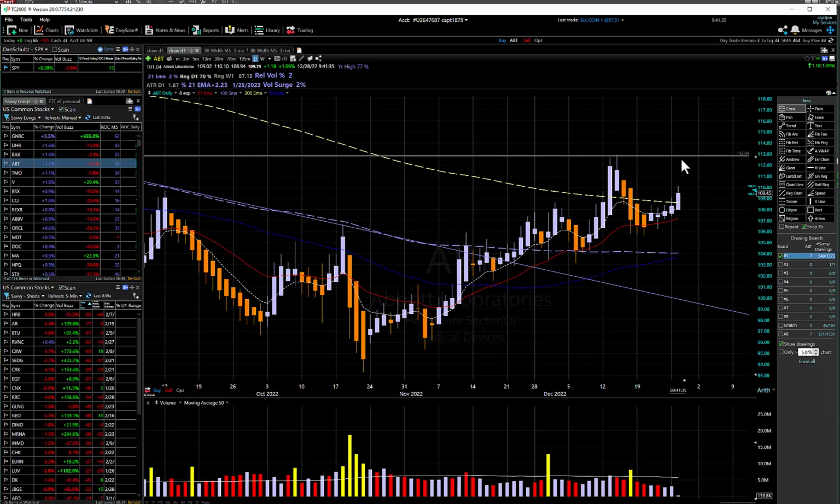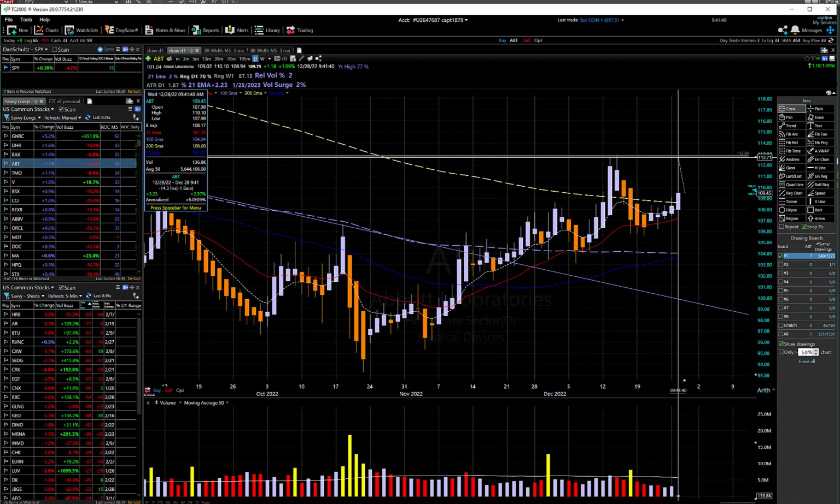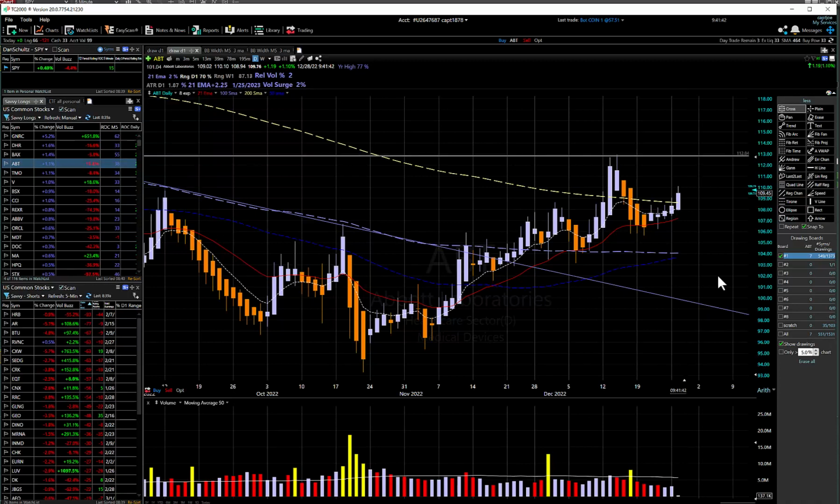I'm not interested in this move from here to here. I'm not interested in a move that's 2.97%, call it 3%. That's just not for me, even though it might look like a decent trade on a short-term basis. There's going to be better stocks out there.